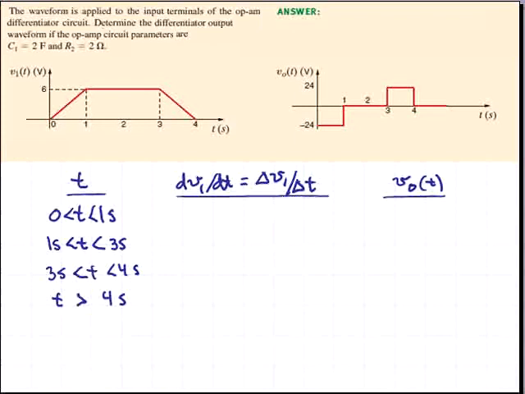The parameters of the differentiator output expression will be here. The R2 and the C1 are circuit elements in the differentiator circuit.